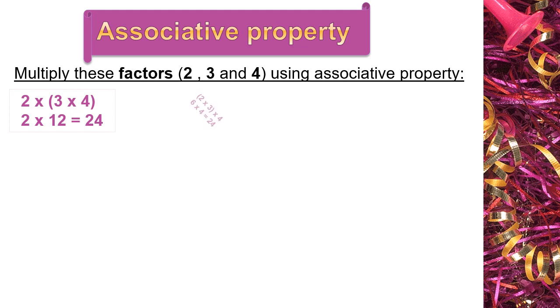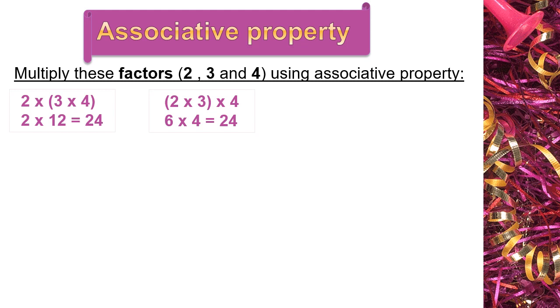Yes, like this. 2 times 3 times 4. Here I put 2 and 3 between 2 brackets. And remember something which is very important. When I put two factors or two numbers between two brackets, I must multiply them first. Okay? So I should multiply 2 times 3, then I will take the product, which is 6. 2 times 3 equals 6. I will multiply this 6 by 4. 6 times 4, 24.